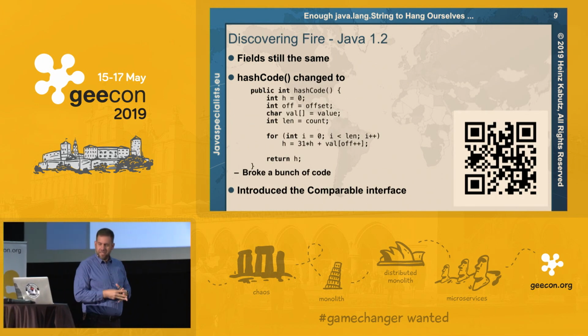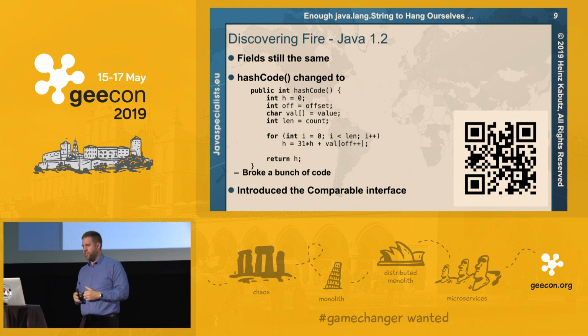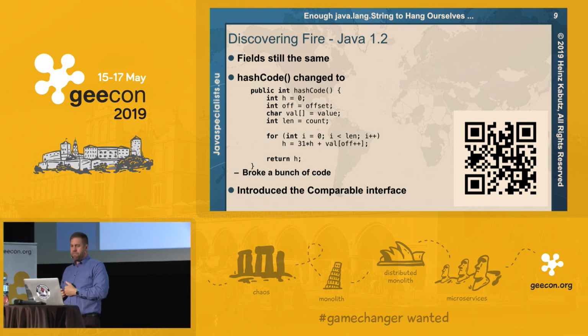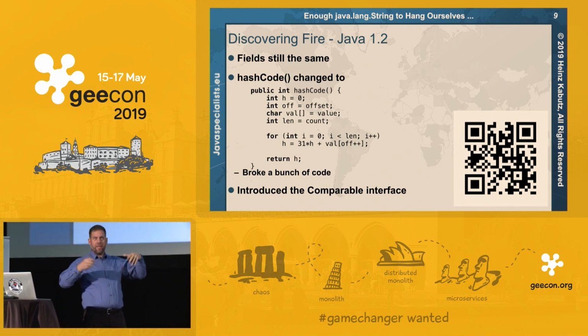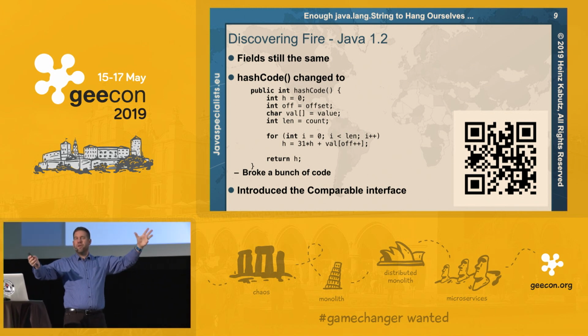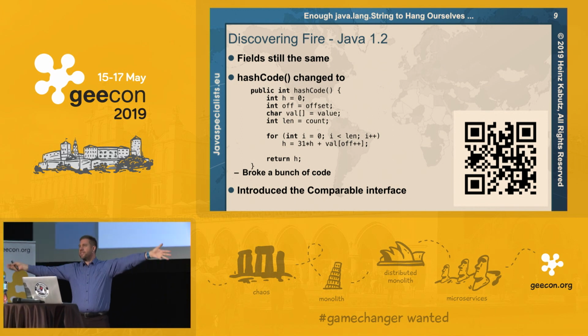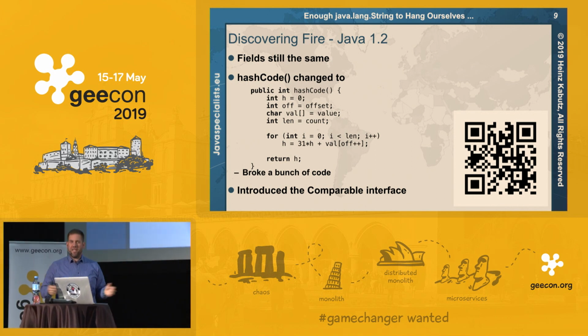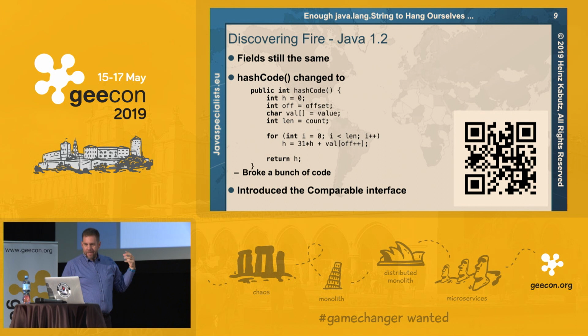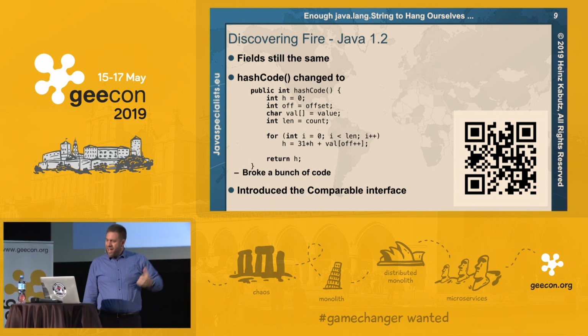1.2 feels still the same. The hash code changed. And in the past, the hash code used to be, as I said, sampling. So in the worst case scenario, it was 15 lookups. As long as the string was bigger than 16, it would only look at 8 of these characters. And you can imagine what happened.